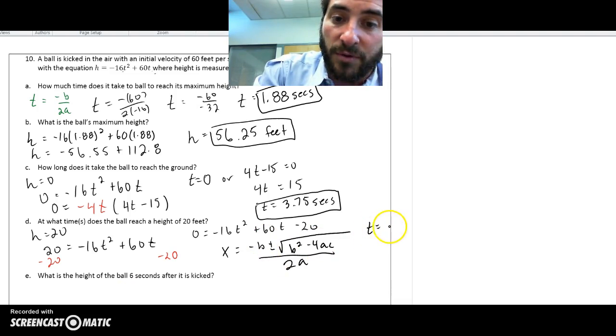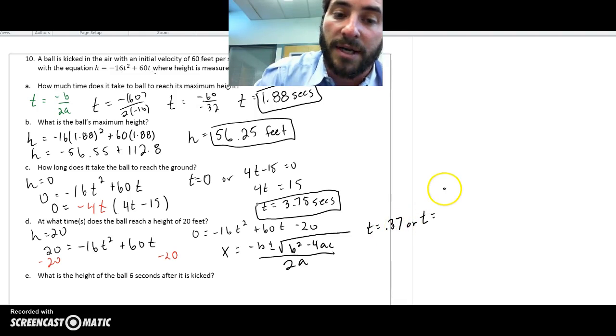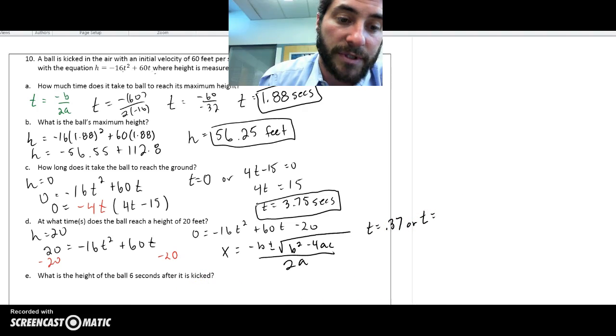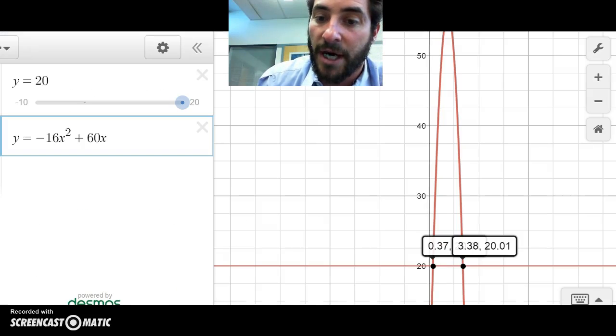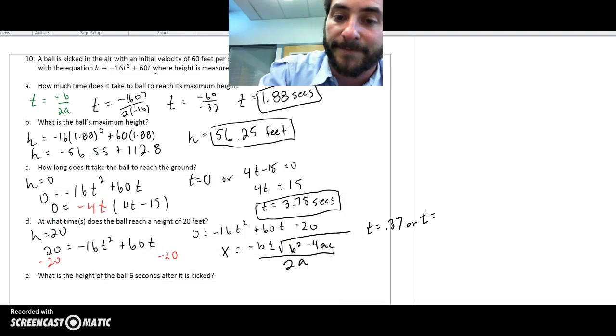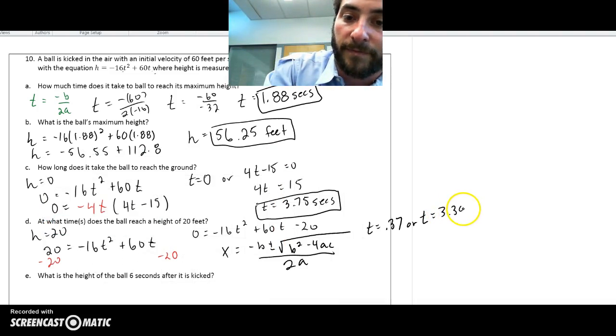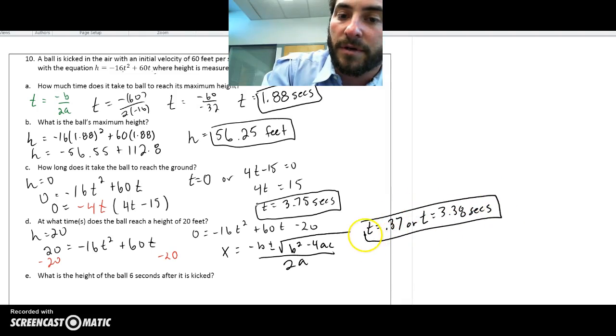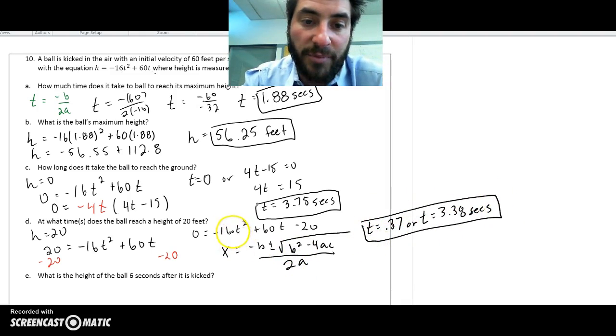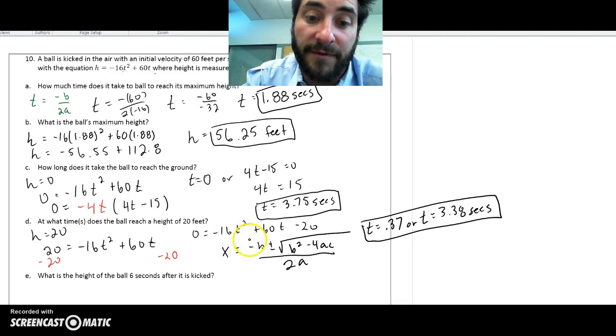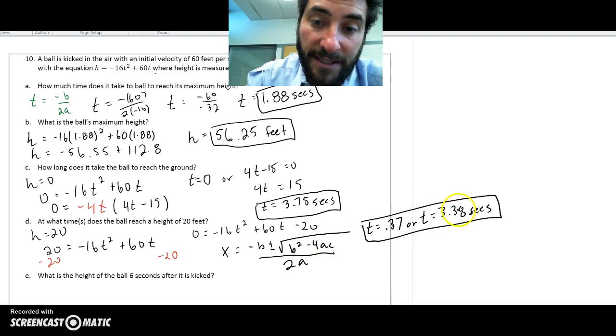So time equals 0.37, or time equals, what was it again? Memory is not what it used to be. 3.38 seconds. All right, so if you would have plugged in negative 16 for a, and 60 for b, and negative 20 for c, you should have come up with these answers right here.